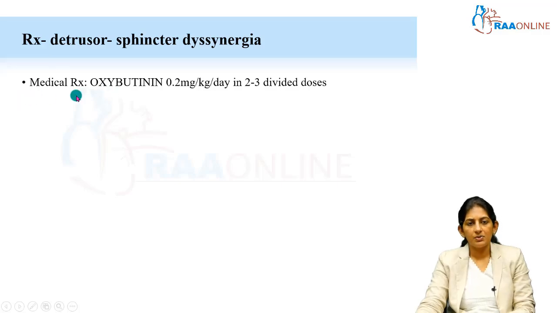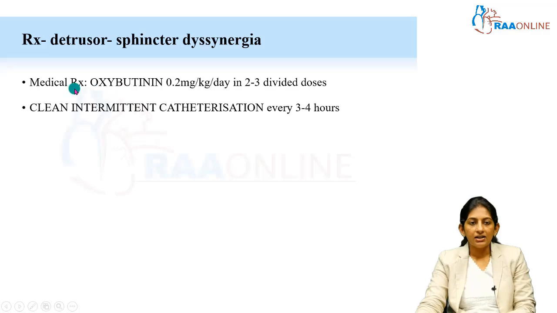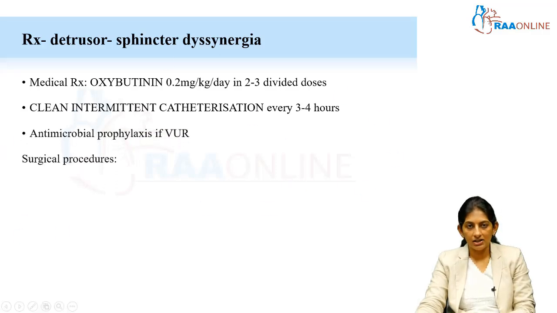For medical management, we give oxybutynin and we ask the parents to do a clean intermittent catheterization every 3 to 4 hours. So, CIC will evacuate the bladder. There will not be any overflow incontinence. There will not be a high bladder pressure. So, it will prevent the VUR. And if there is a VUR, high grade VUR, antimicrobial prophylaxis will be started.